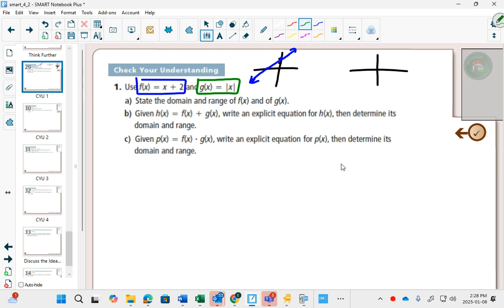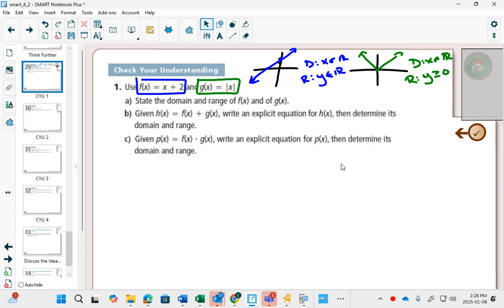And absolute value of x is this V-shaped graph. So domain and range for both of them, well, for the blue one, domain is everything, range is everything, and for the green one, domain is everything, and the range is bigger than or equal to 0. All right, no problem there.